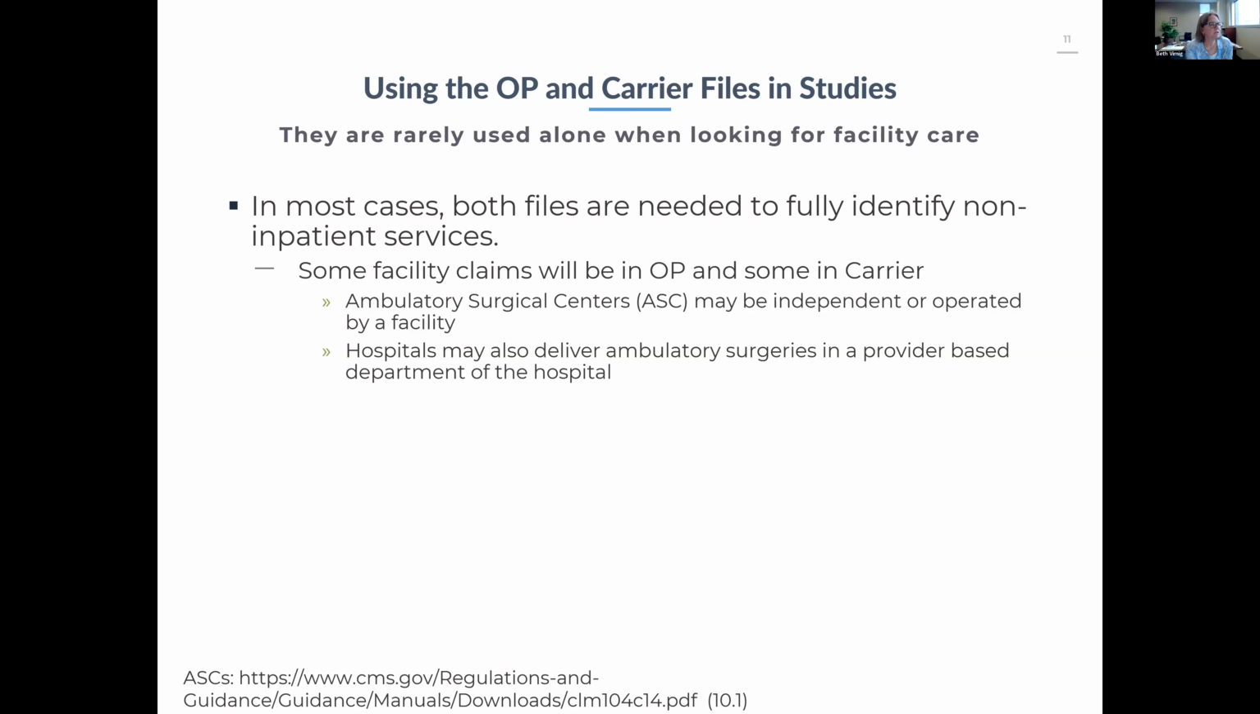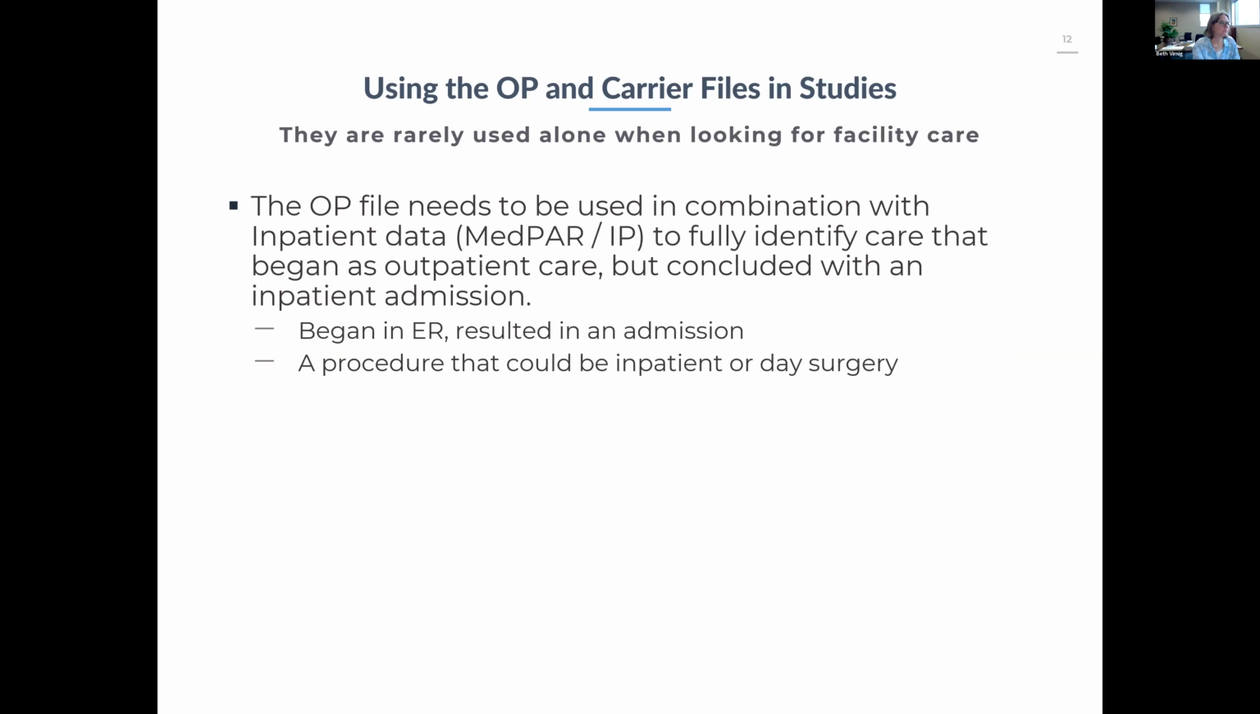So for example, some facility claims will be in an outpatient file and some will be in a carrier file. A facility claim in this context is the cost to the institution. For example, ambulatory care centers may be independent or they may be operated by a facility. If they're an independent ambulatory care center, they will bill in the carrier. If they're hospital owned, they will bill in the outpatient. Likewise, hospitals may deliver ambulatory surgeries in a provider-based department of the hospital, in which case, because it's a hospital, it will again be in the outpatient.